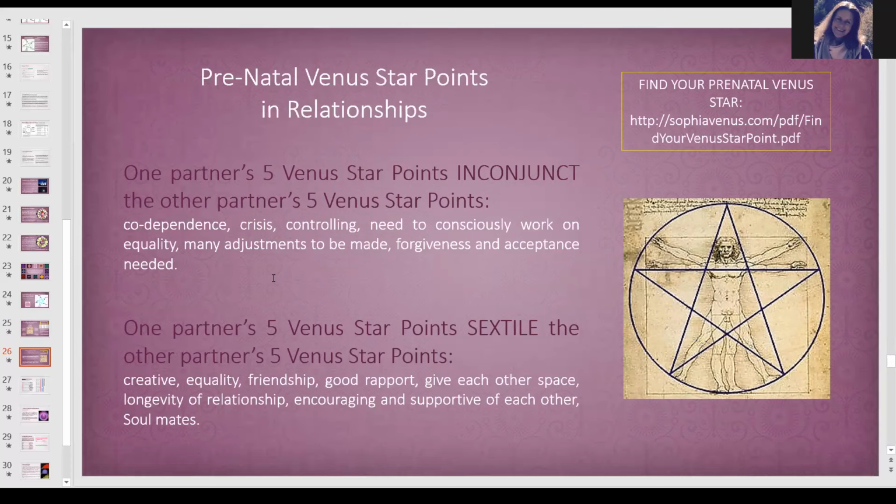One partner's Venus star point sextile the other partner's Venus star point. This is creative, equality, friendship, good rapport, giving each other space, longevity of the relationship, encouraging and supporting each other, soulmates.